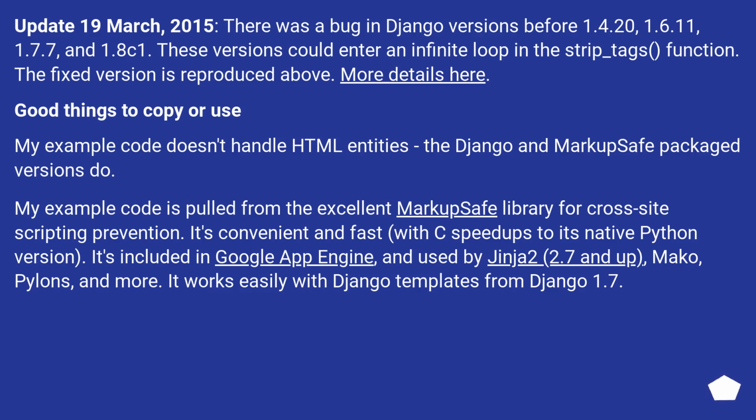My example code doesn't handle HTML entities. The Django and MarkupSafe package versions do. My example code is pulled from the excellent MarkupSafe library for cross-site scripting prevention. It's convenient and fast, with C speedups to its native Python version. It's included in Google App Engine, and used by Jinja 2.7 and up, Mako, Pylons, and more. It works easily with Django templates from Django 1.7.